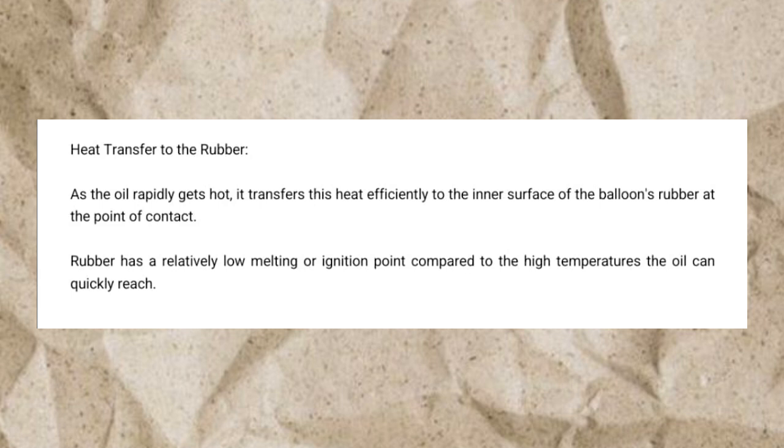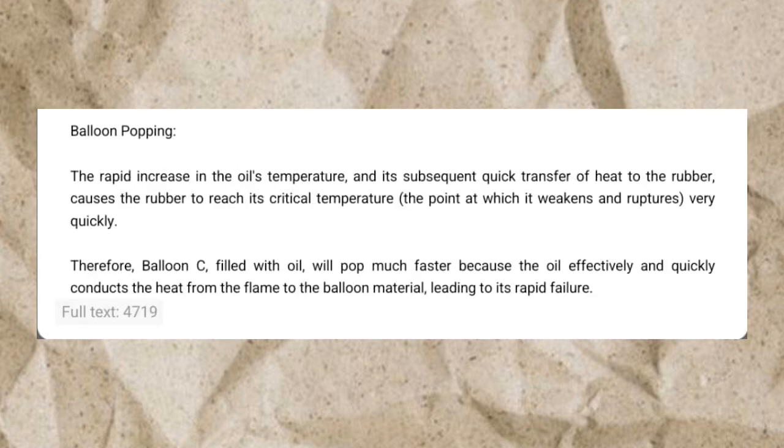can quickly reach. The rapid increase in the oil's temperature and its subsequent quick transfer of heat to the rubber causes the rubber to reach its critical temperature, the point at which it weakens and ruptures very quickly. Therefore, balloon C filled with oil will pop much faster because the oil effectively and quickly conducts the heat from the flame to the balloon material, leading to its rapid failure.